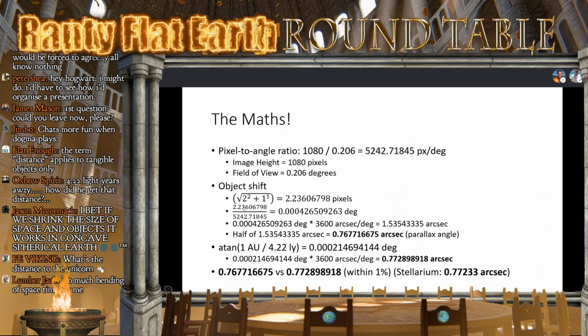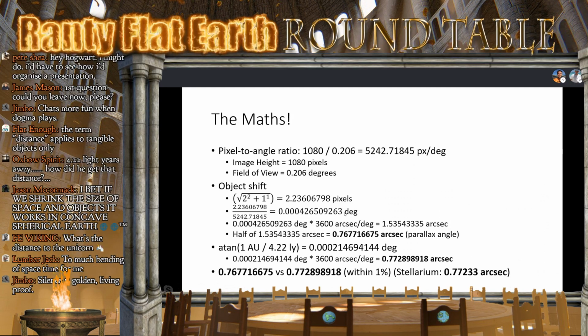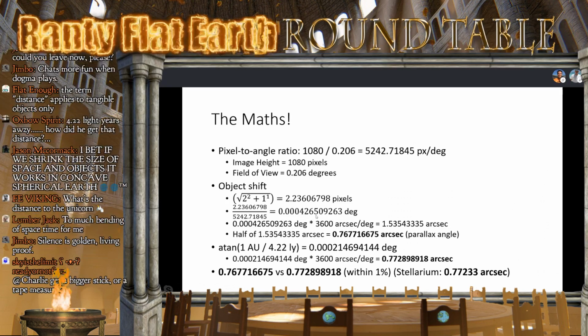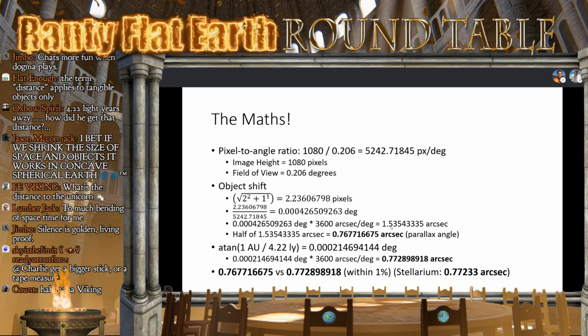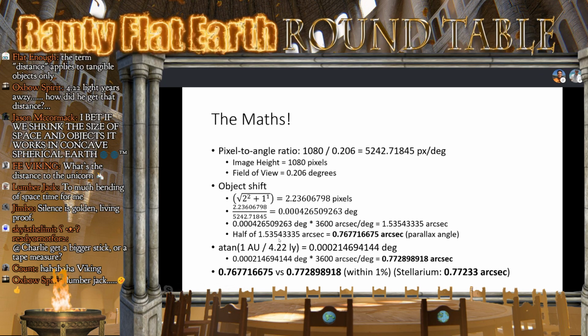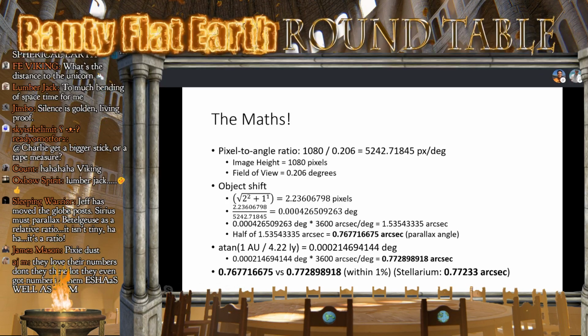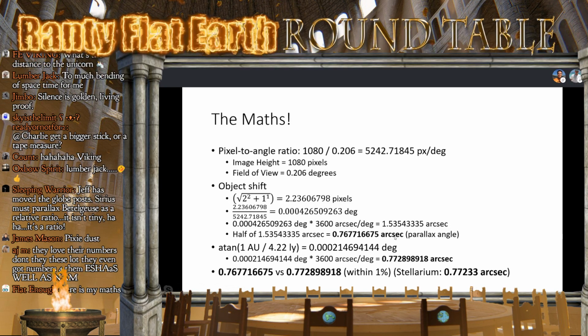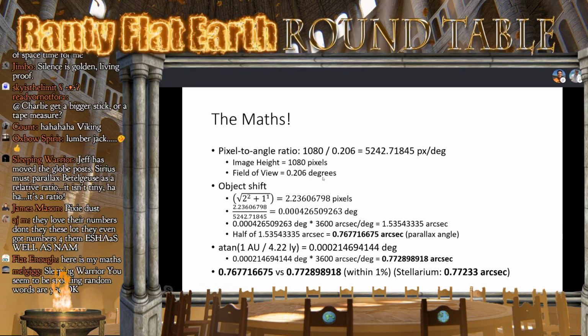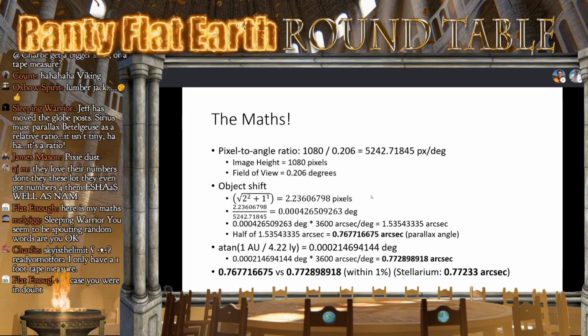Dividing the pixels by the ratio gives me an angular shift of 0.0004265 degrees. Turning those degrees into arc seconds, we get 1.535 seconds of arc. We take half of this angle because the parallax angle that we use for space is half of the angle you measure. So it comes out to 0.767 arc seconds. So that's the parallax I measure by doing my comparison of the two images.